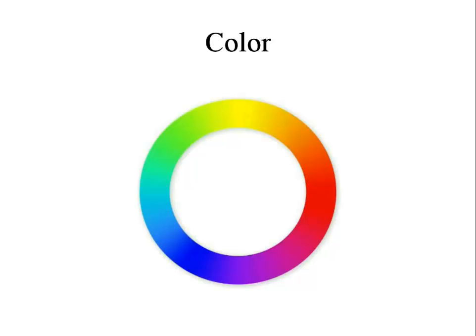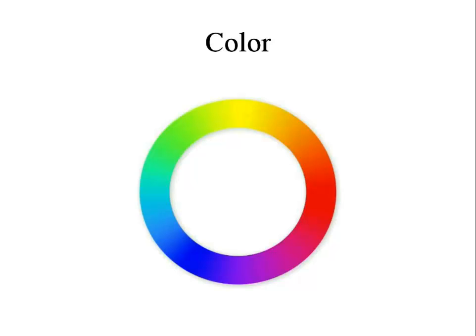So what is color? If somebody was going to ask you what color is, what would you say? Well, you'd probably say color is the color of things, like a blue shirt, a red hat, a yellow flower, or the green leaf. But what is color? What actually is color?